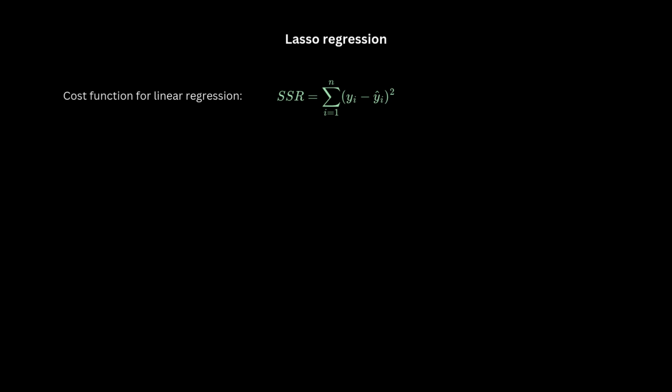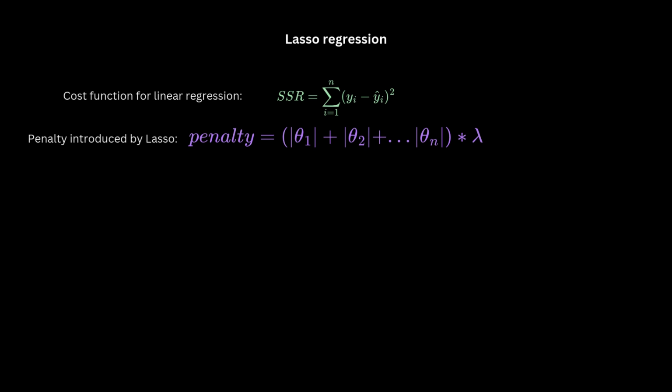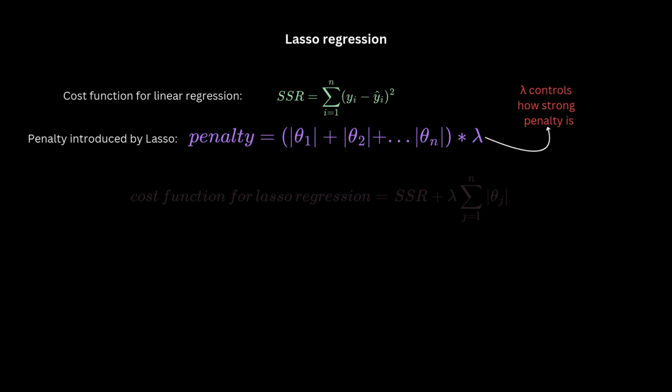Now, lasso regression introduces a penalty, which is the sum of absolute values of the coefficients multiplied by lambda. This lambda controls how much effect the penalty has, and it can vary from 0 to infinity, where 0 means no penalty and it acts like linear regression. So the cost function for lasso regression becomes this. It is the sum of SSR plus the penalty term.